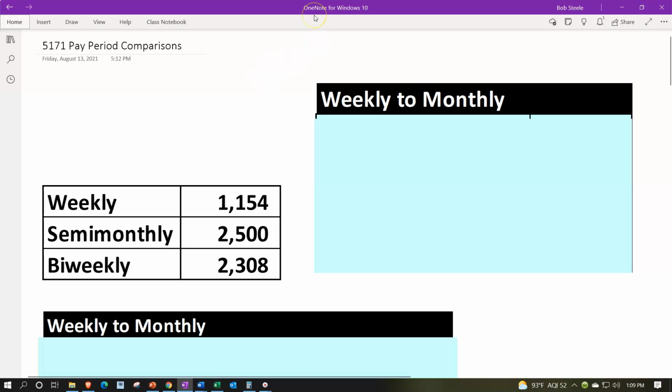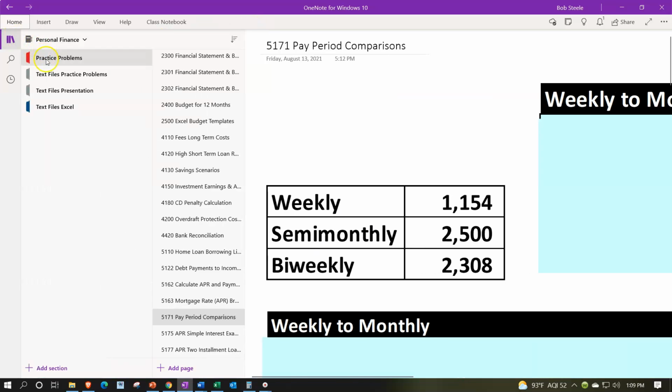Here we are in OneNote. If you have access to OneNote and would like to follow along, you're not required to, but if you would like to, we're in the icon on the left-hand side. We're in the Practice Problems tab, down in the 5171 Pay Period Comparison tab.